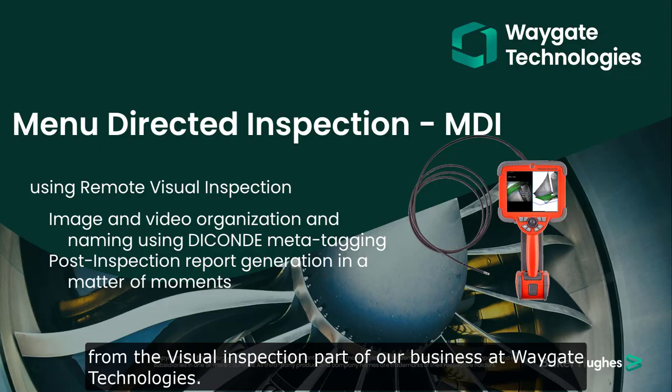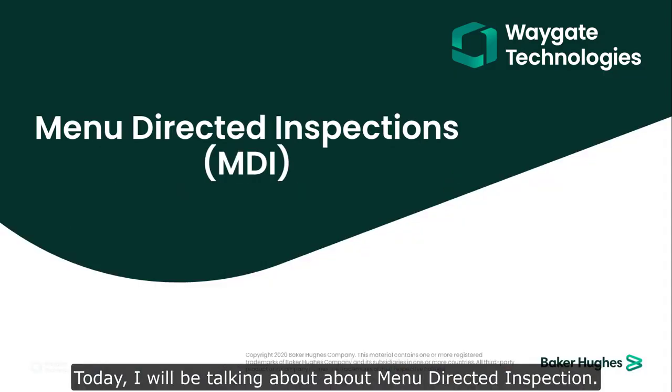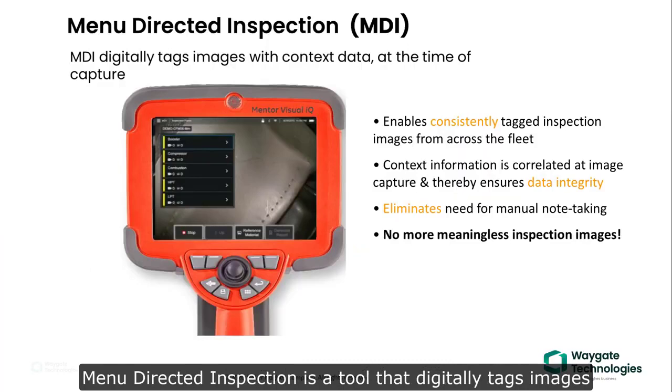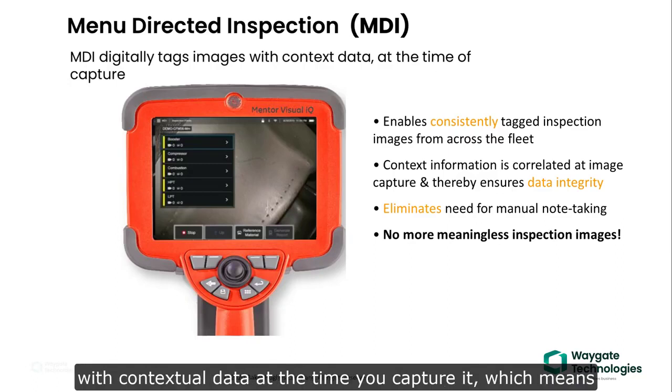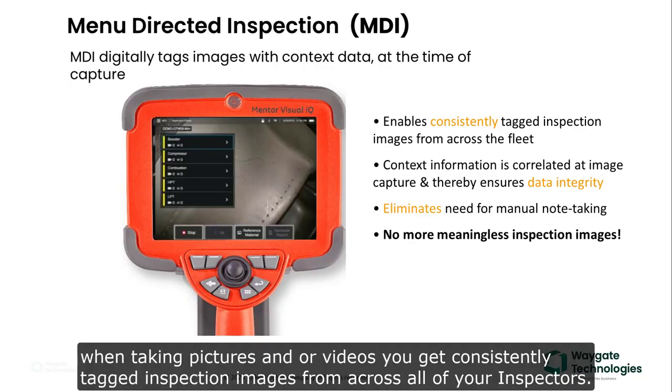Business at Waygate Technologies. Today I'll be talking about menu-directed inspection. Menu-directed inspection is a tool that digitally tags images with contextual data at the time you capture it, which means when taking pictures and/or videos, you get consistently tagged inspection images from across all of your inspectors.